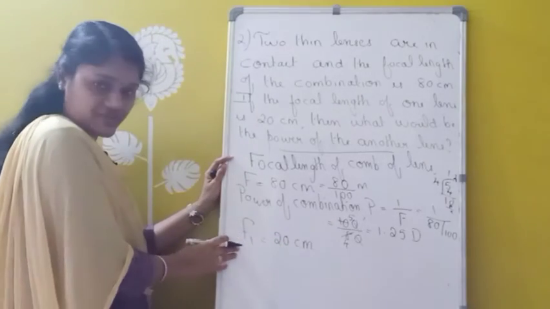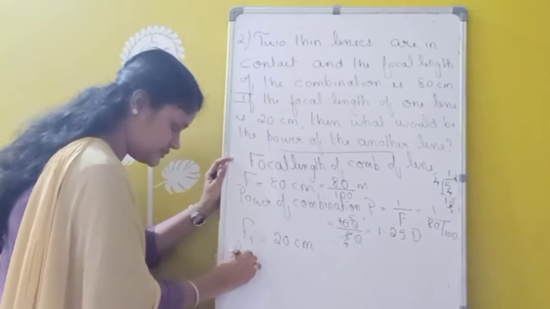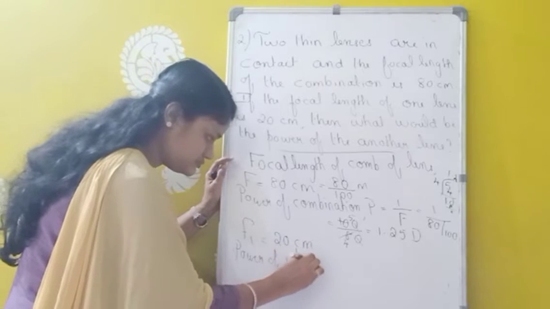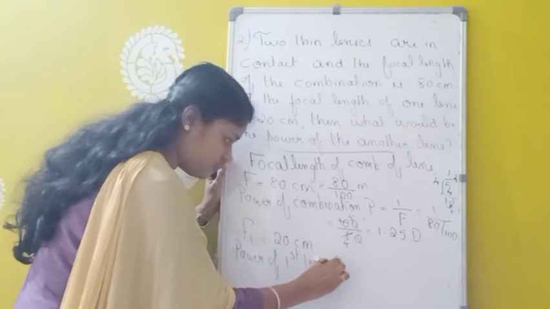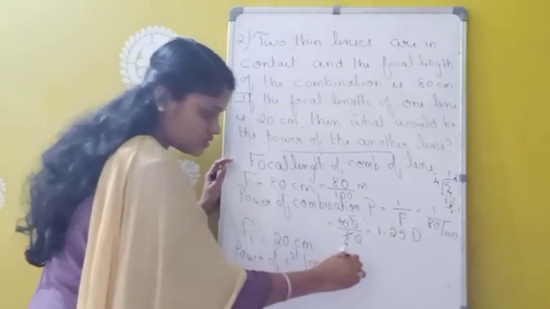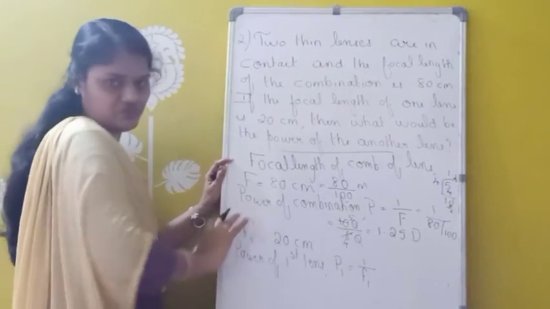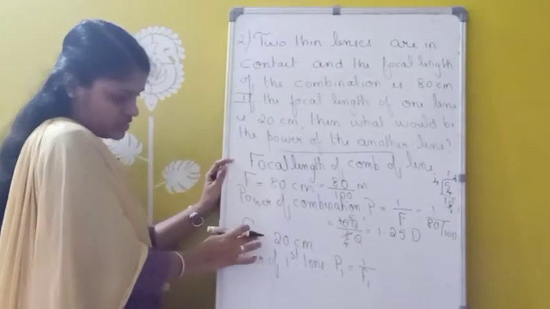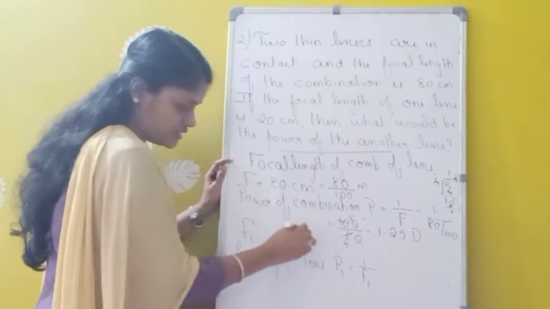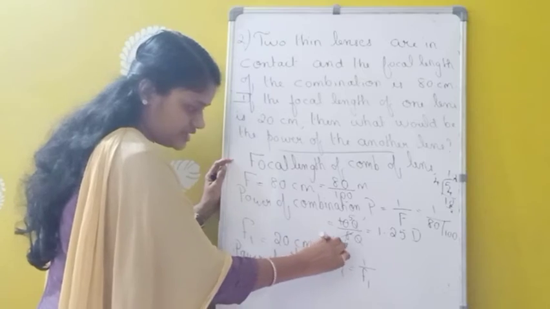So from this what we can find? Power of this first lens. Okay, so power of first lens I am taking as P1. So P1 is the power of first lens. How will you find the power of first lens? Reciprocal of focal length, that is 1 by F1. So here what is F1? 20 centimeter. So we have to convert into which one? Meters. That means 20 by 100 meter. Okay.